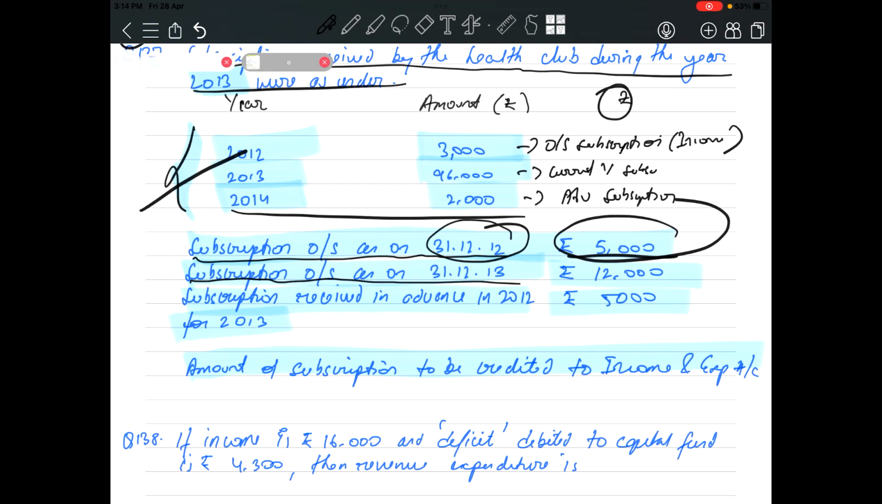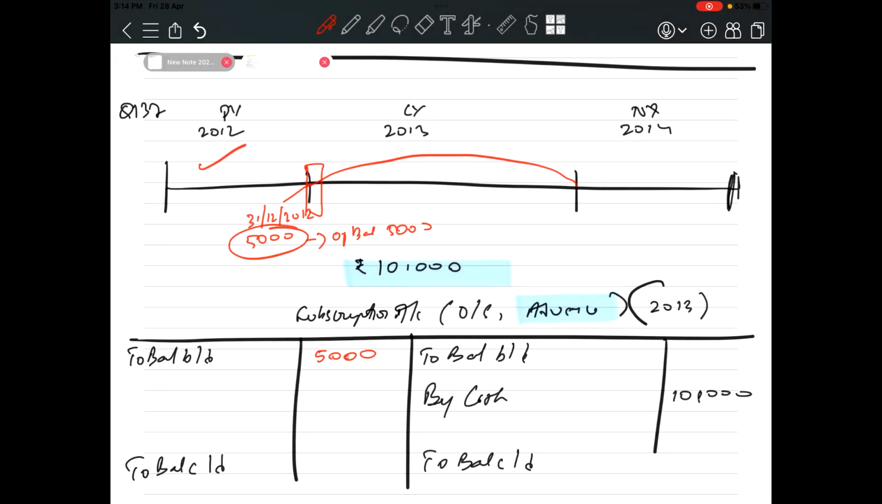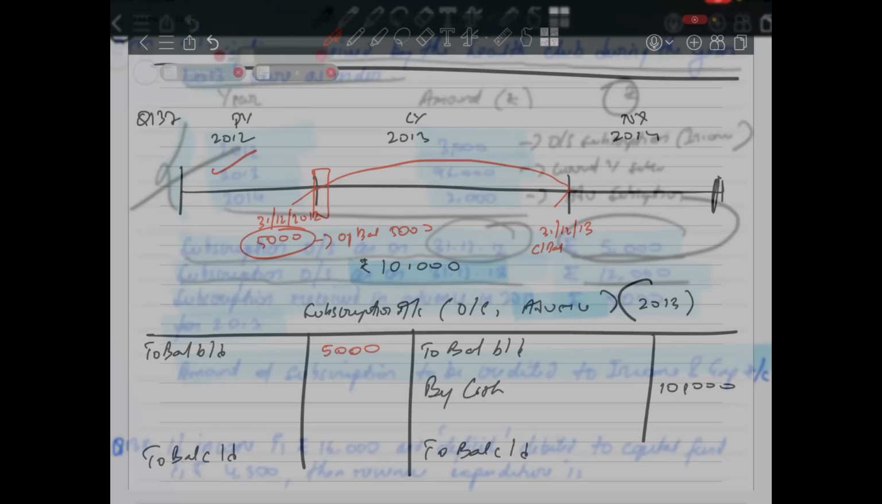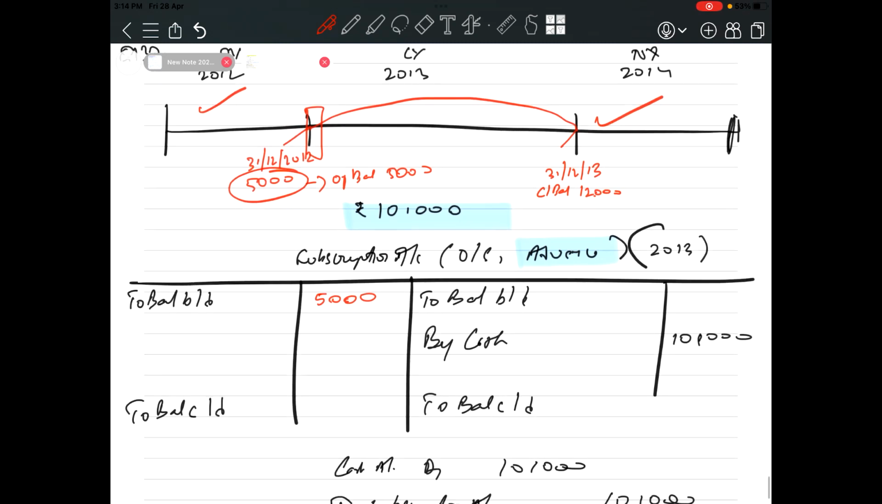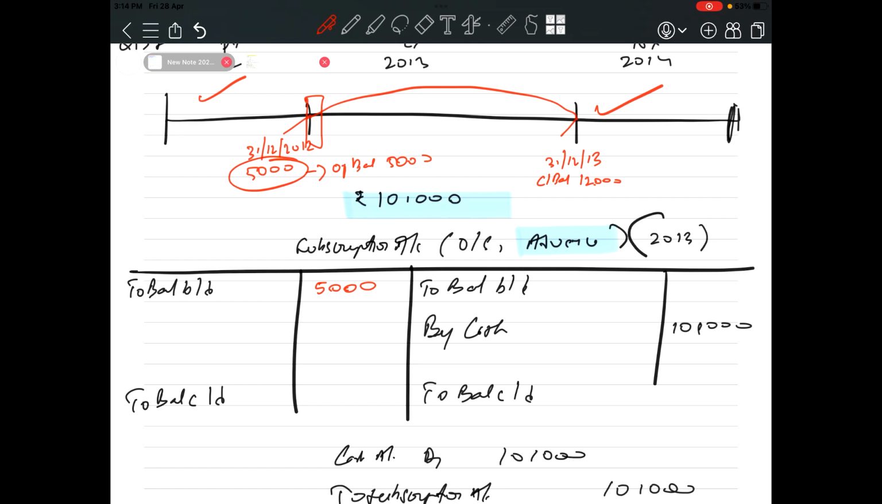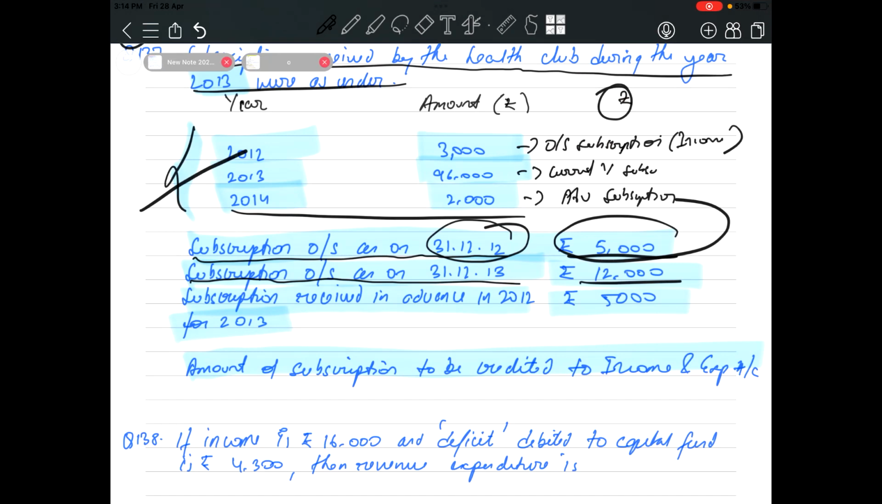Subscription outstanding as on 31st/12/2013. Now this is the year end of the current year, 31st/12/2013. Now outstanding at this point is how much? Closing balance is 12,000. Okay, so this 12,000 we will receive in the next year. So this will be the closing balance of subscription outstanding. So it is an asset. It will be on the credit side, 12,000. Simple, easy. Now third point, subscription received in advance in 2012 for 2013 was 5,000.